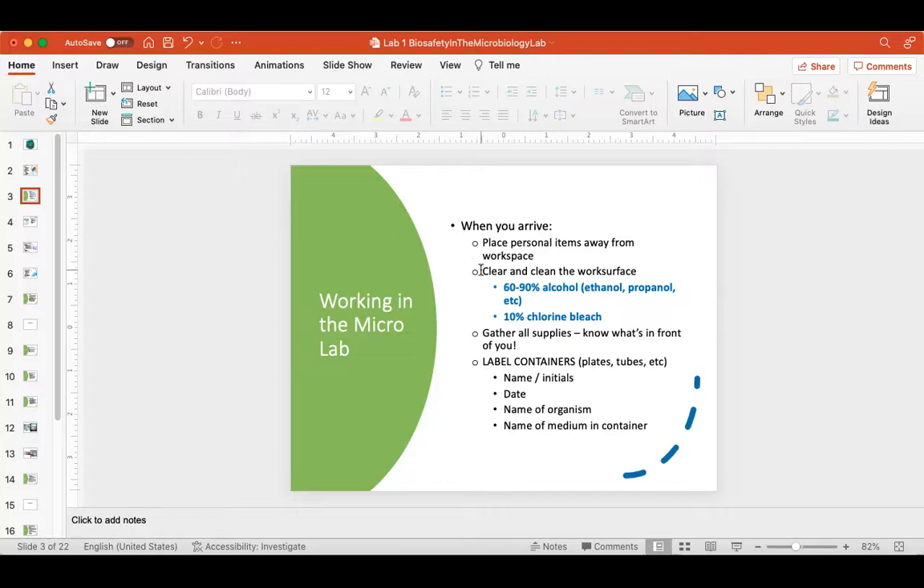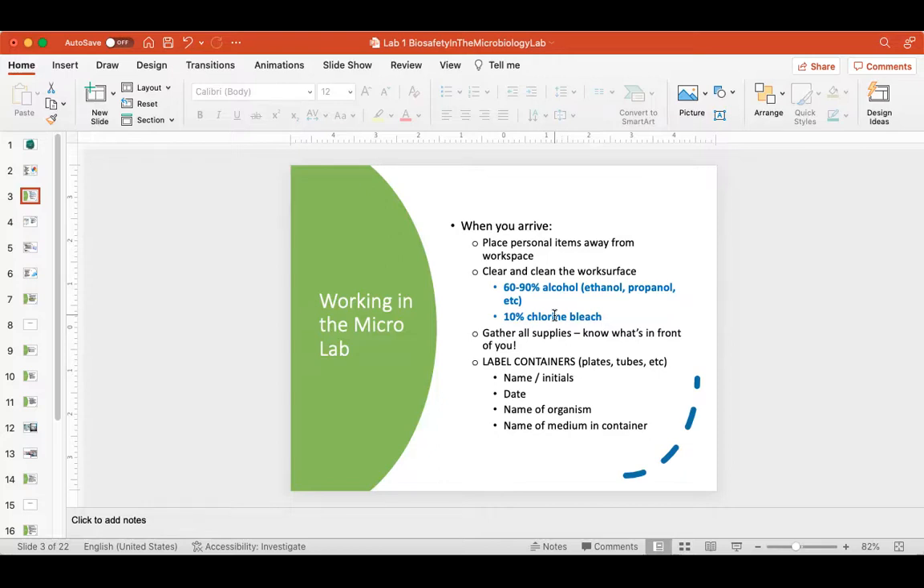The next thing we have to do, remember we said we're going to wash our hands when we get there, but then we're going to wash our workplace. And we're going to do even more than washing it. We're going to disinfect it. We do this every single day. We disinfect our workplace. Now, there are two commonly used disinfectants in microbiology labs. One of them is alcohol, and the other one is chlorine bleach.